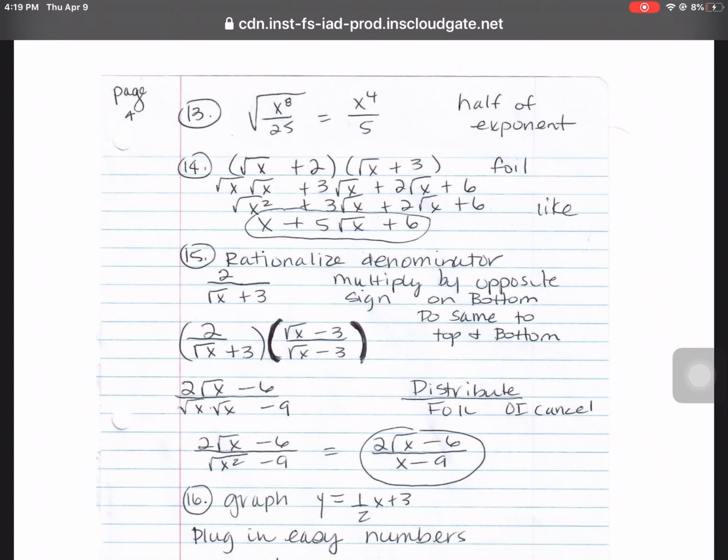Number 13, x to the 8th. You take half the exponent, and then for the 25, just take the square root.